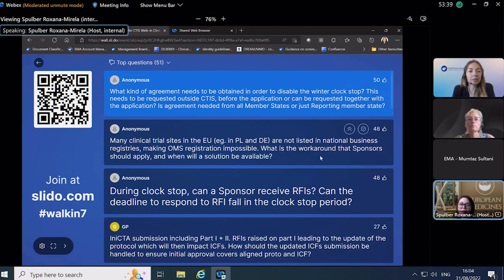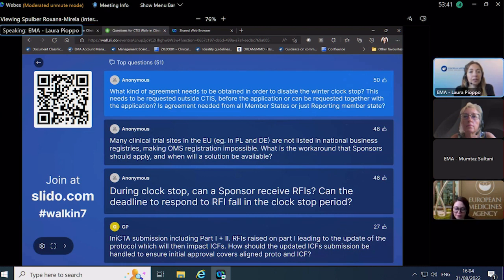Thank you. Maybe I can start with this one, and Ana can complement further. When we talk about winter clock stop, we refer to the functionality implemented in the system to pause any type of activities during the winter period between the 23rd of December until the 7th of January. The reason why we have the winter clock stop implemented is the holiday period, to pause the assessment and any possible RFIs that can be raised to the sponsor, and responses to be provided.